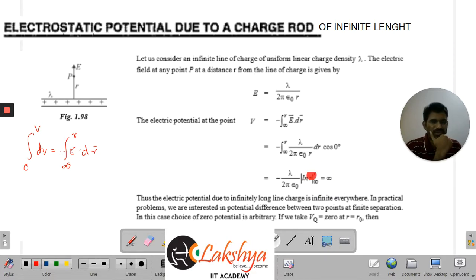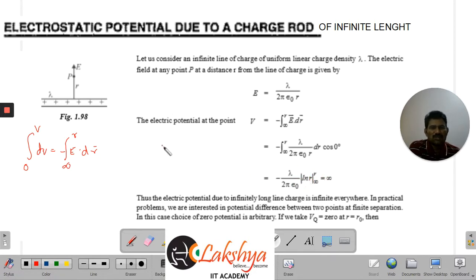Now we observe that we get ln r minus ln infinity. ln infinity is undefined, that means again infinity. So for this you should remember that the absolute potential due to this line of charge at any point is generally not defined. We can't define this potential at this point here. If you take the reference at infinity, then you will get the potential at that point also as infinity.